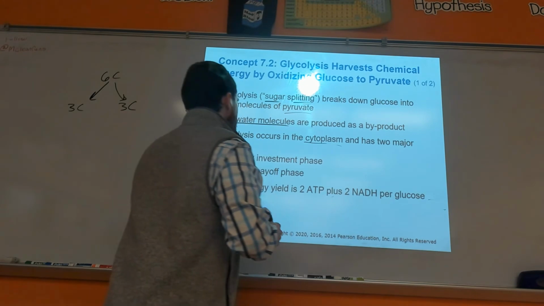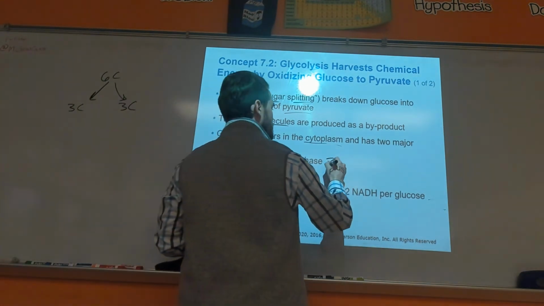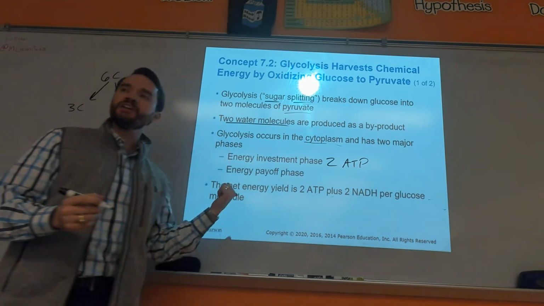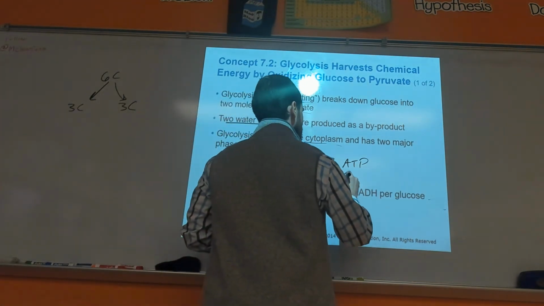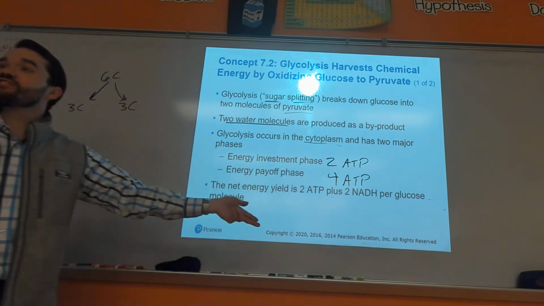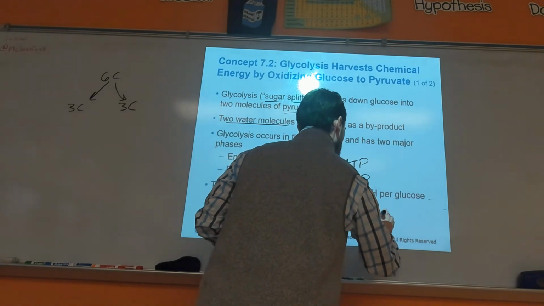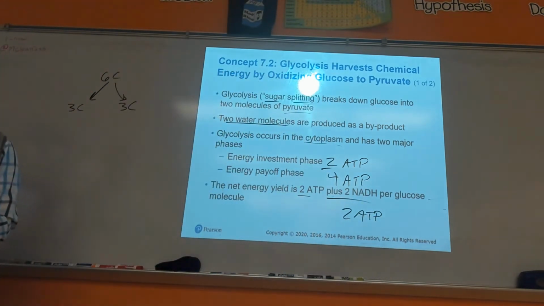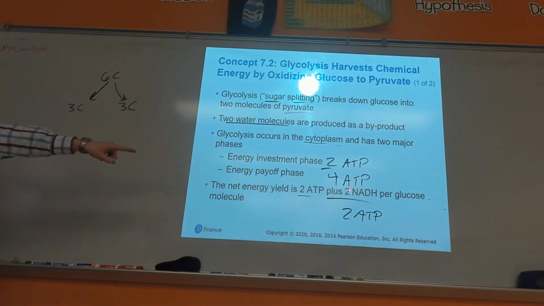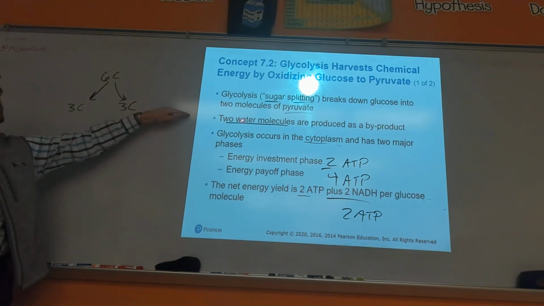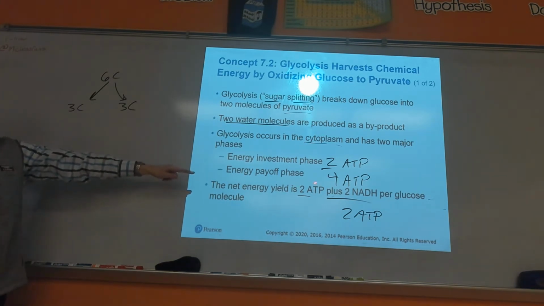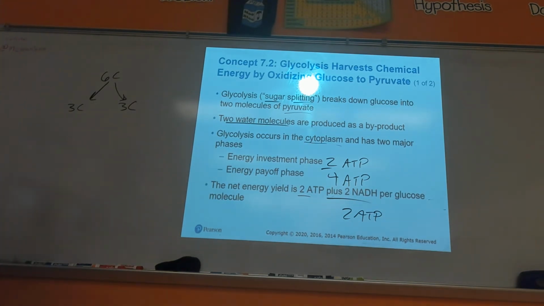So when we invest energy, we're going to invest 2 ATP. You put 2 ATP in, you get out 4 ATP. You spend $2 and you make $4. So you only net $2. You only net 2 ATP. But you will also get out 2 NADH each time you put a glucose molecule in there. So the products of glycolysis are 2 water molecules, 2 ATP, and 2 NADH. Think 2s. 2, 2, 2.